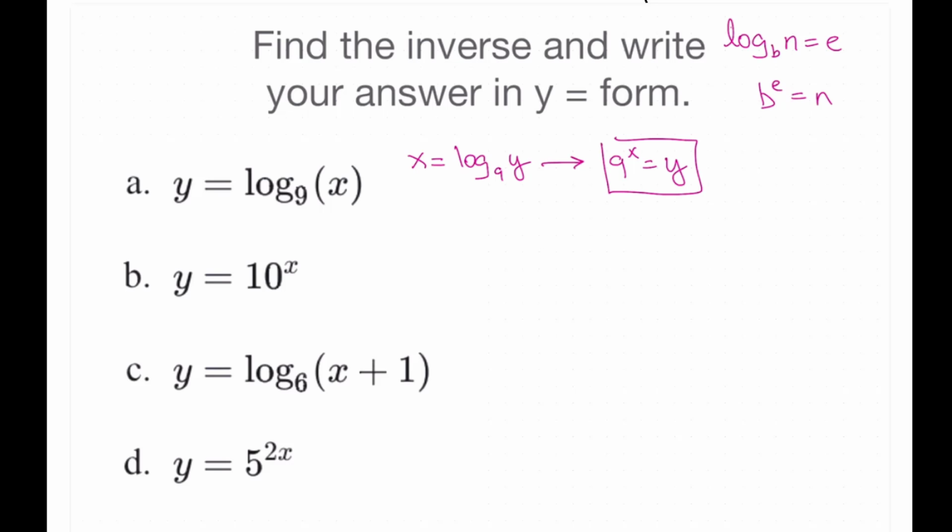So let's try B. To write the inverse, what's the first thing we do? Switch the x and y. So x equals 10 to the y. Can you algebraically get y out of that exponent right now? No, right? So that's where our little hiccup comes in.